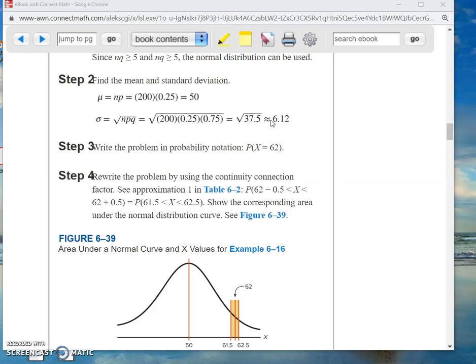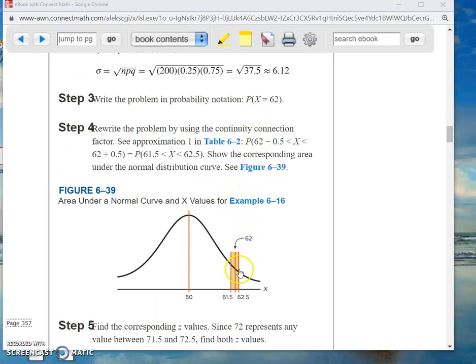So now we're going to rewrite the problem. For X equal to 62, you can see right there, 62 is right there. The continuity correction is to go from 61.5 to 62.5. So it's this interval right here. So the area under the curve makes sense. That's going to be the probability. The approximate probability is going to be the area under the curve.